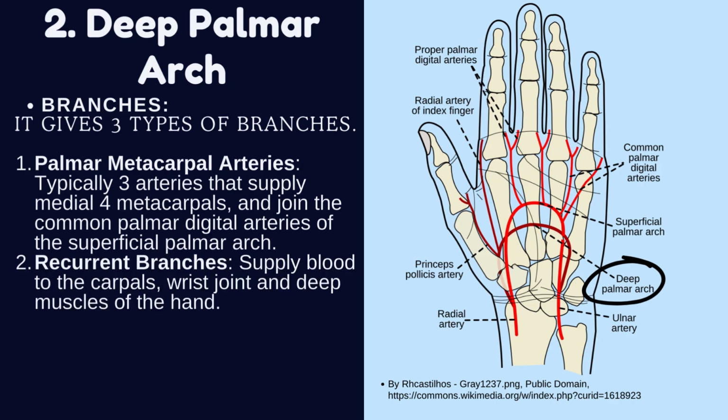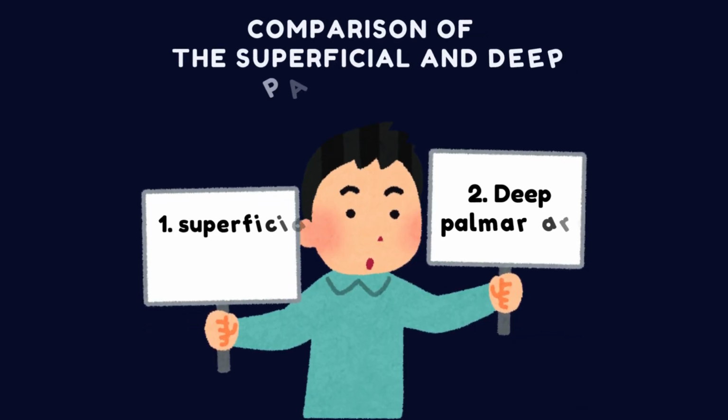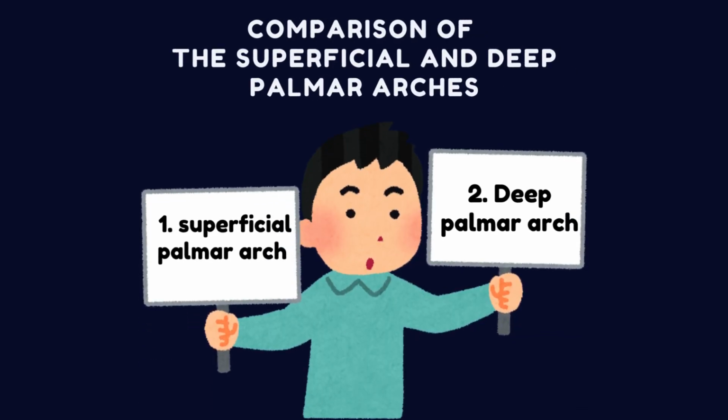Recurrent branches. These supply blood to the carpals, wrist joint, and deep muscles of the hand. Perforating digital branches. It gives 3 perforating arteries, that pass dorsally through the interosseous spaces, 2 anastomose with the dorsal metacarpal arteries. Now we will compare the superficial and deep palmar arches.